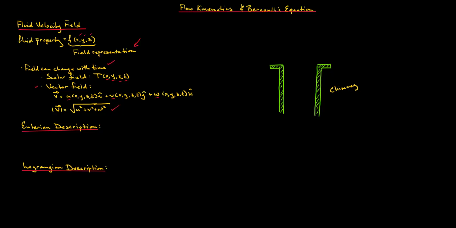So the Eulerian description of a flow is the observation of the behavior of the flow at fixed points. This can be a point, an area, or a volume in space. This Eulerian description is very similar to what we looked at with the control volume analysis.